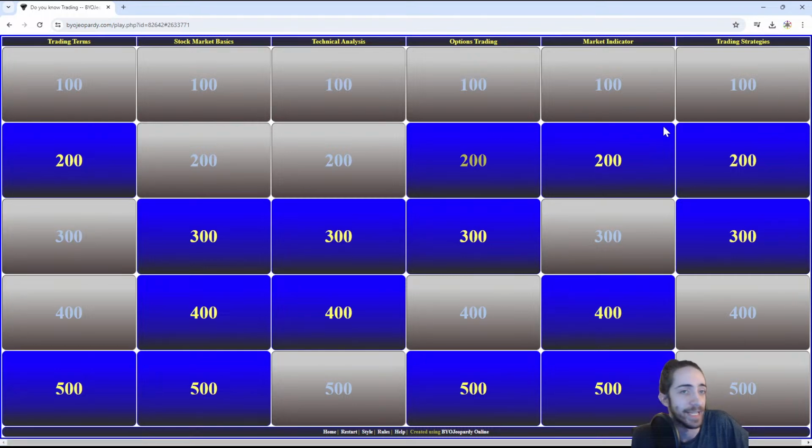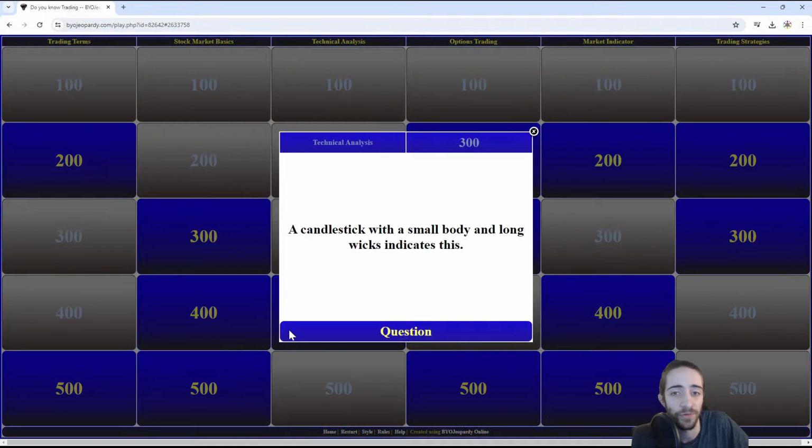So now that we knocked out the easy level, let's go down to the 300s. Technical analysis for 300. A candlestick with a small body and long wicks indicate this, right?